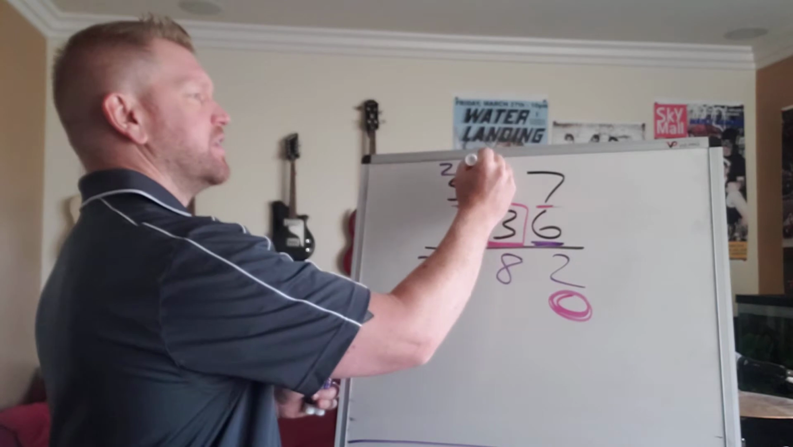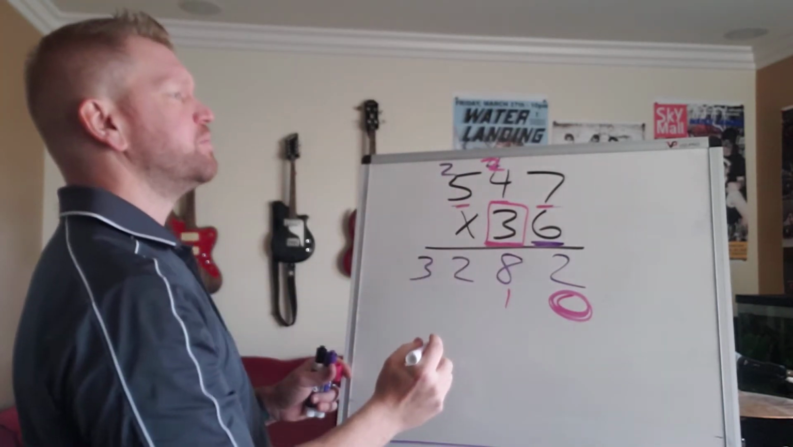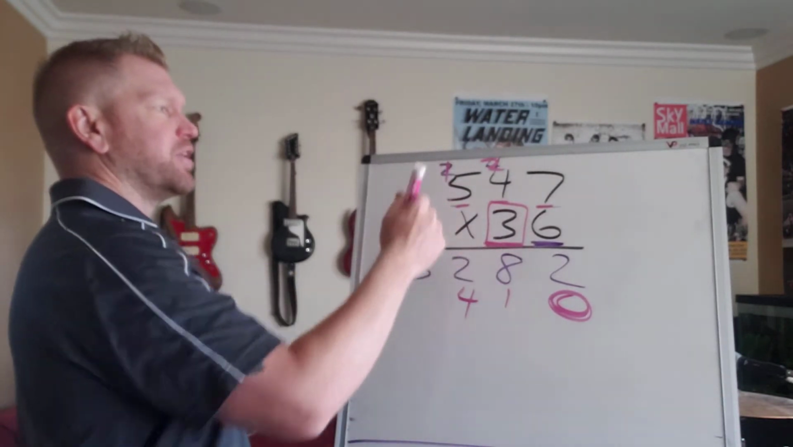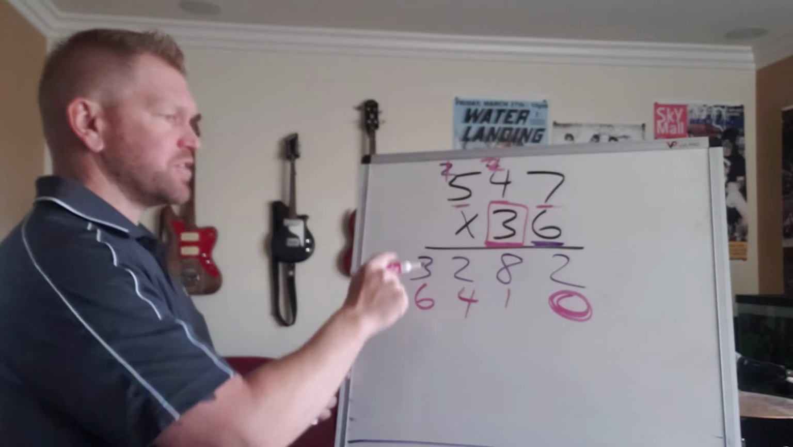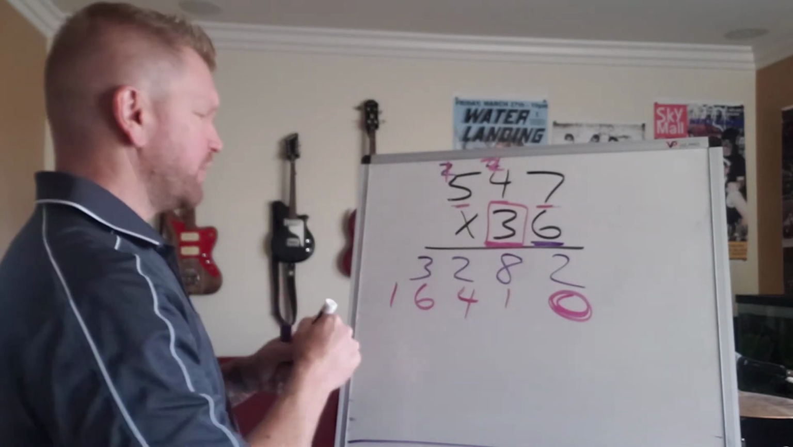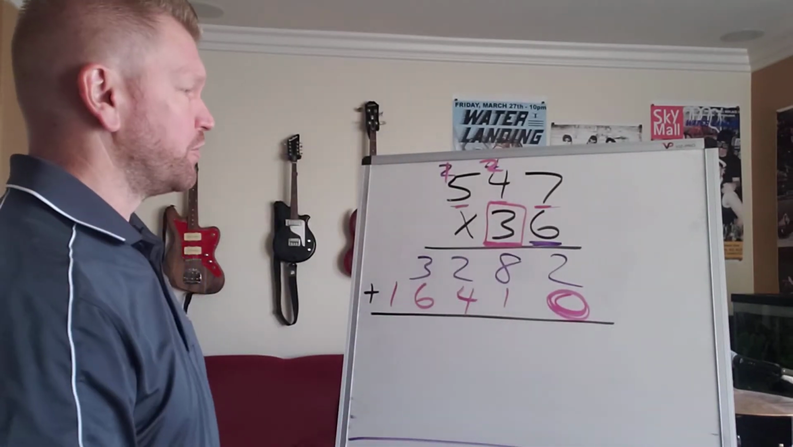3 times 7 is 21. 3 times 4 plus 2 is going to be 14. Okay, so 3 times 5 plus 1 is 16. So these are your partial products. To get the final answer, we've got to add them up to get the answer. The answer is called the product in the multiplication problem.